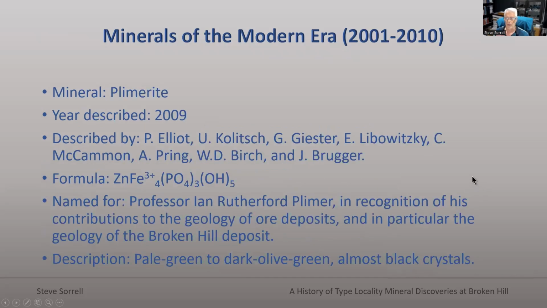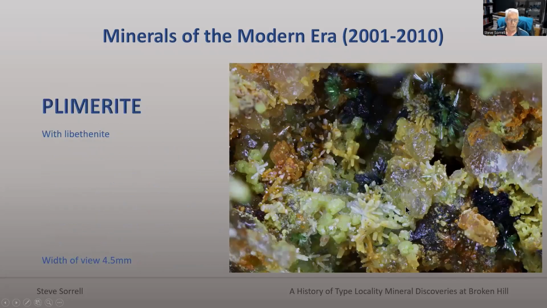Plimerite, Ian Plimer is a well-known Broken Hill personality. Doesn't live in Broken Hill, but he certainly spends a lot of time in Broken Hill. And another one of the phosphates, this time zinc and iron rather than lead. And it occurs as pale green to dark olive green or almost black crystals. It can be very difficult to distinguish from rockbridgeite visually.